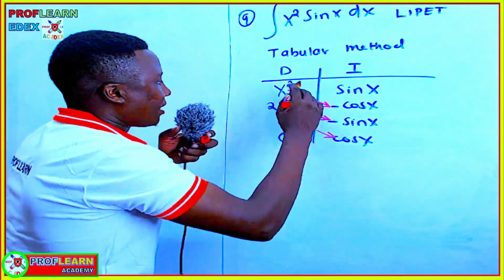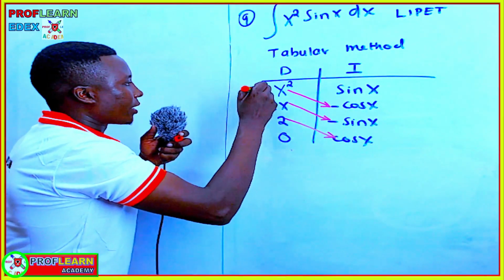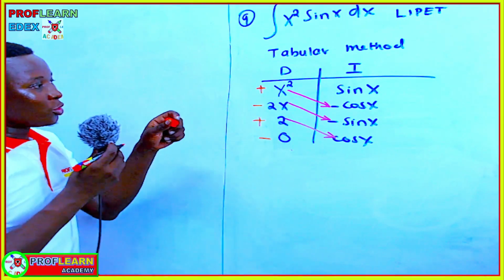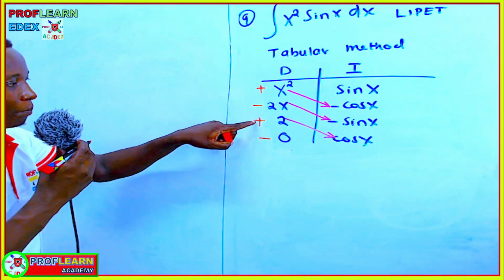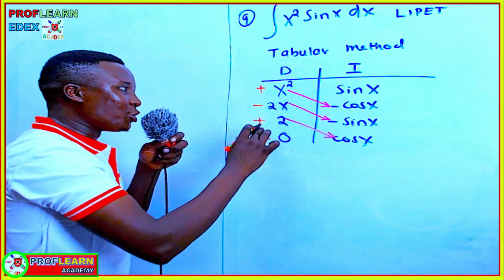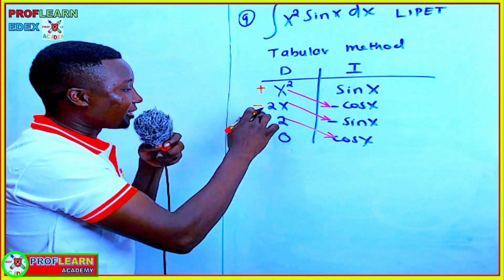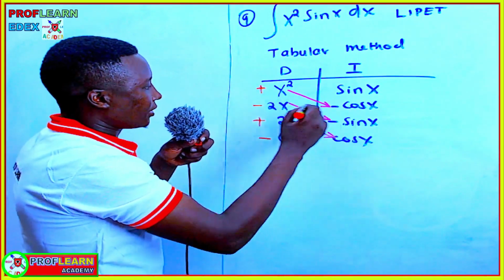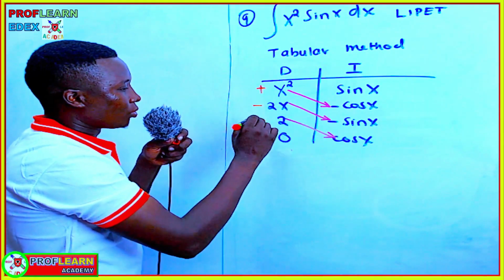Now, once you are done, you are going to write the signs plus, minus, plus, minus. So you start with positive, negative, like that. There's no negotiation on that. You have to start with positive, negative, like that. And then now you multiply this to this, this to this, and you add them.